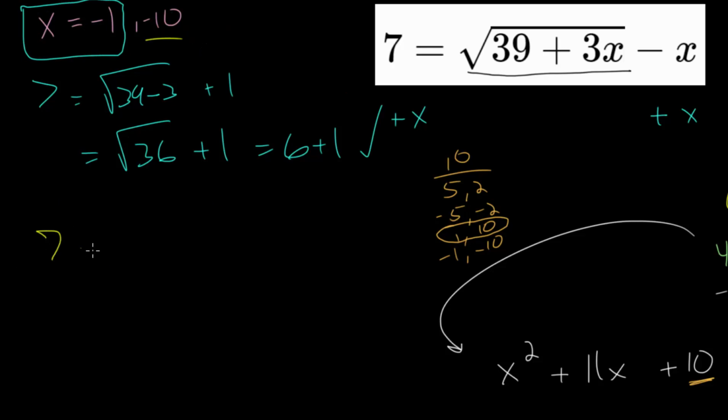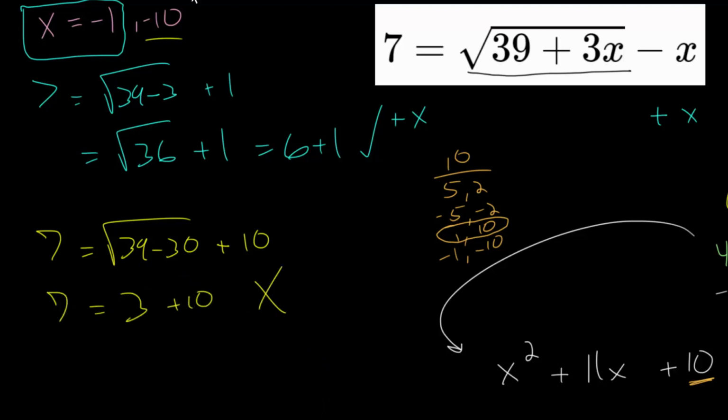But let's try -10 now. If we do 7 is equal to root 39 plus 3 times -10, or 39 minus 30. And then we have minus x, but x is negative, so we are really adding 10 to that. And at this point, you can immediately see that there is a problem because square roots can't be negative. So we have 7 is equal to something plus 10, but this would have to be -3 for this to make sense. But we know this is a +3. 7 is 3 plus 10, which does not work, meaning that -10 is an extraneous solution.